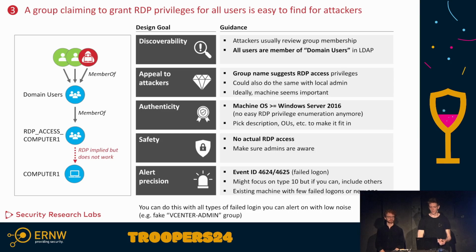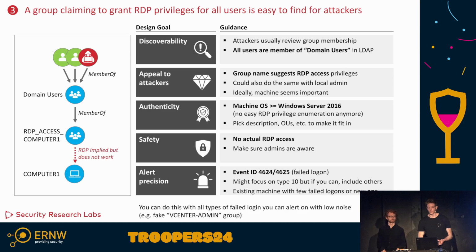And then finally, the third one, not based on accounts but on groups. So the idea here is that starting with Windows Server version 2016, it became quite difficult to enumerate RDP privileges. So how can you use that for a honeypot? You create a group that is named or otherwise looks like it provides RDP privileges. Make sure that all users are members of domain users in LDAP and part of that group, so attackers can easily find that when enumerating them.